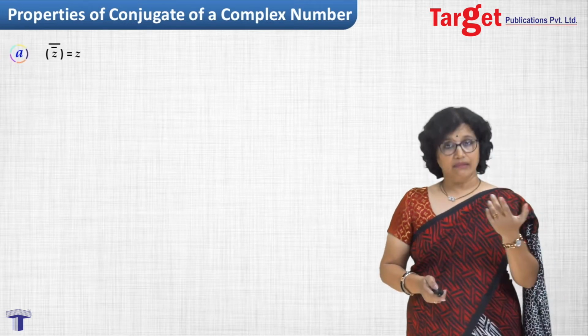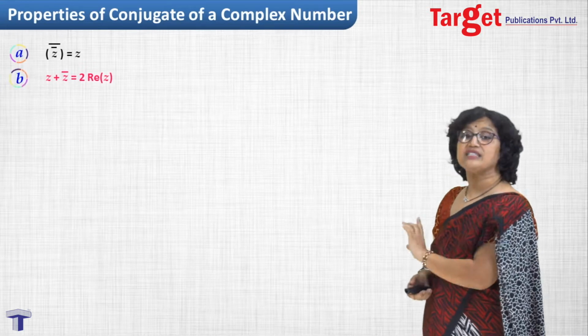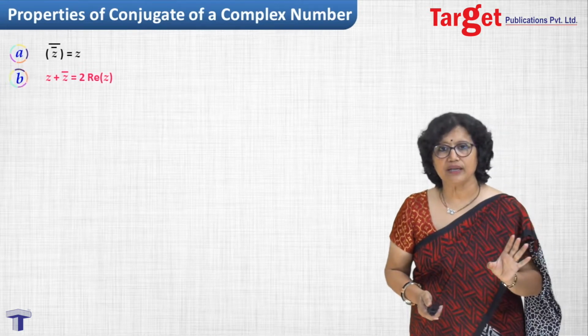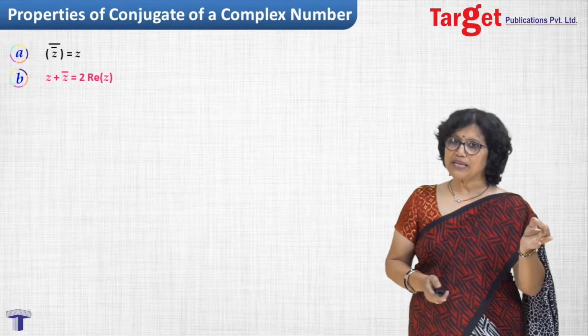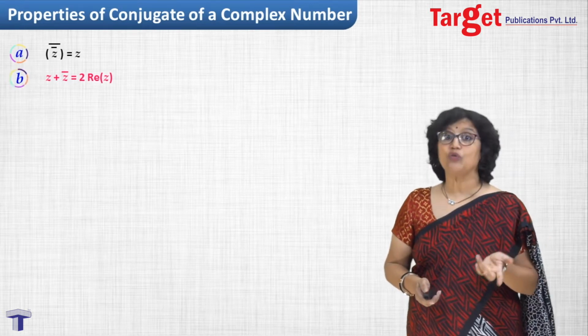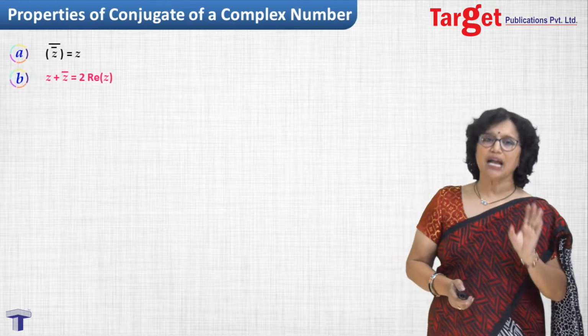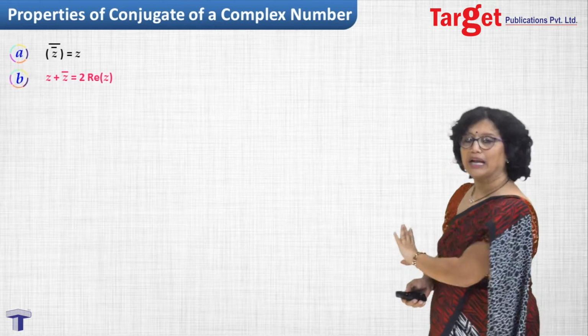So let us take the next one. The next one is z plus z bar, and the answer is twice the real part of z. Why is it so? Suppose z is a plus ib. What would be z bar? It would be a minus ib. Add them together, you will get 2a, and a means the real part of z. So z plus z bar equals twice the real part of z.